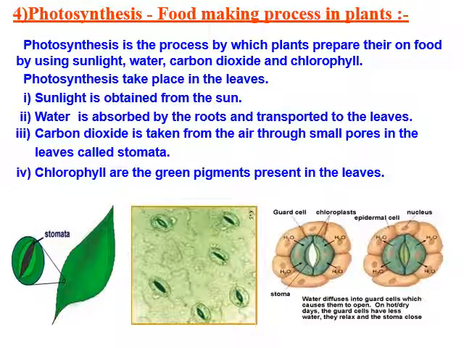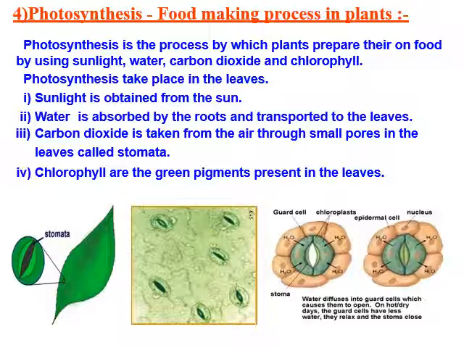Autotrophs are green plants. They are autotrophic because they can make their own food. So, by which method can they make their own food? That process is photosynthesis. Photosynthesis takes place in the green plants. It is the process by which plants prepare their own food by using sunlight, water, carbon dioxide and chlorophyll.